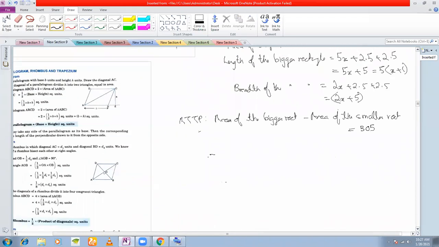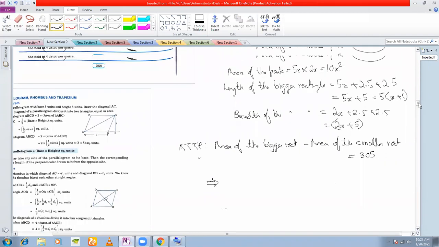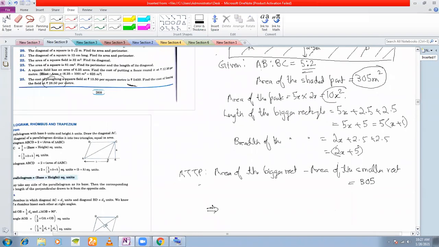And what is the area of the bigger rectangle we have found out above? We have found out the area of the bigger rectangle to be 10x square. So 10x square minus, and what should be the area of the smaller rectangle? You have the length here, 5 times x plus 1, and you have the breadth here. So minus 5 times length into breadth, right?